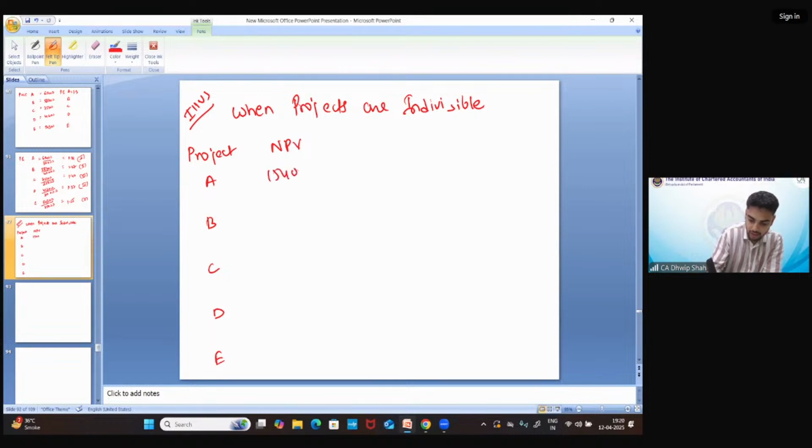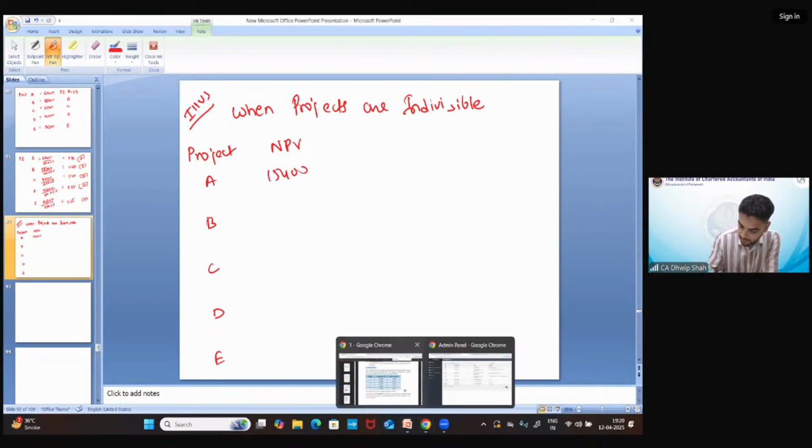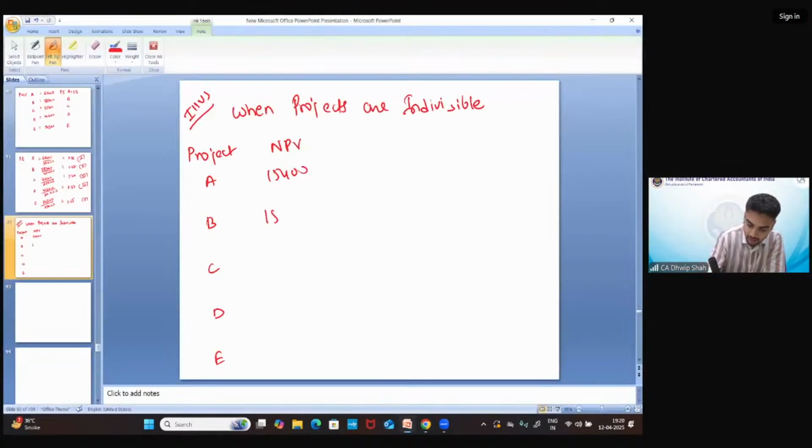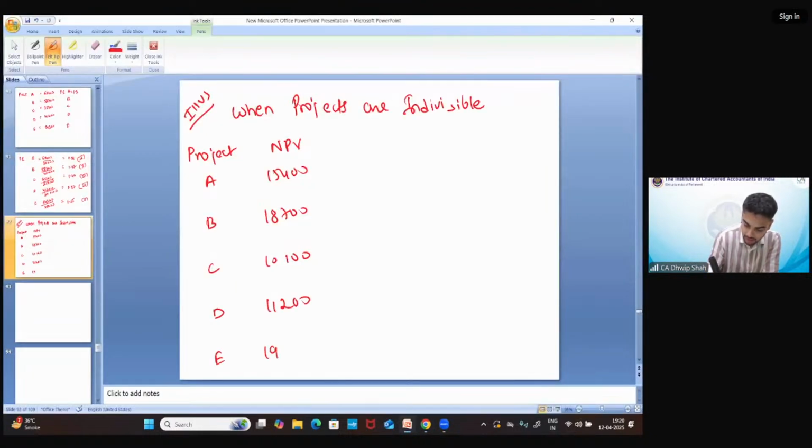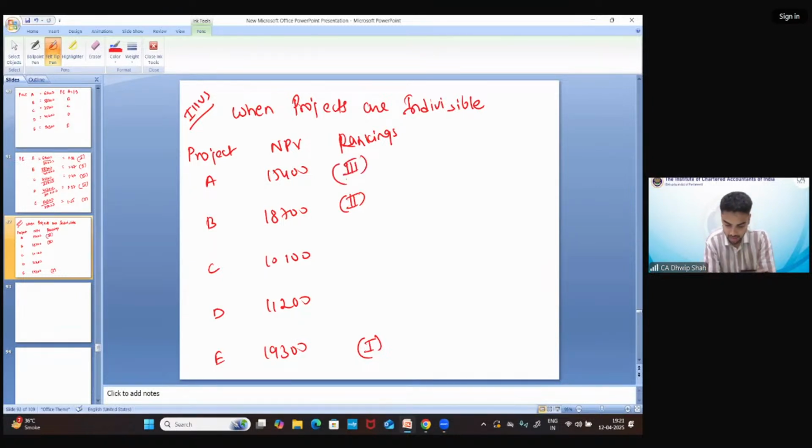NPV 15,400. फिर कितना था 18,700, 10,100. 11,200, 19,300. Now directly give rankings. Project with highest NPV will be given rank 1. Then second best project is project B. Third best project is project A. Fourth best project is project D. And fifth best project is project C. Correct? This is our rankings.